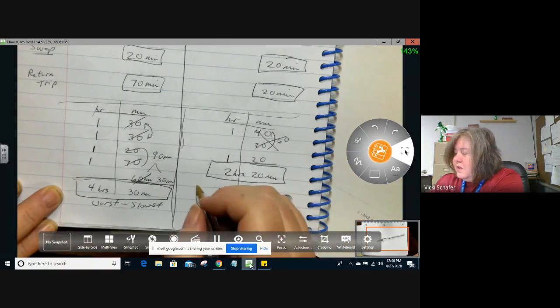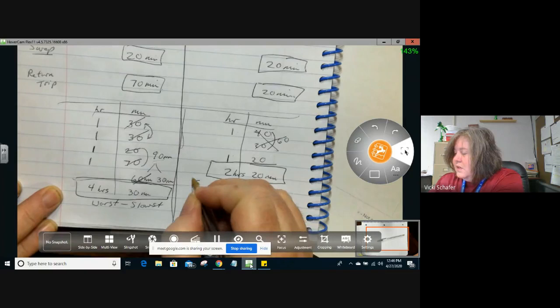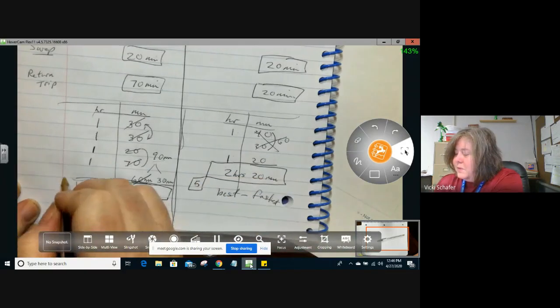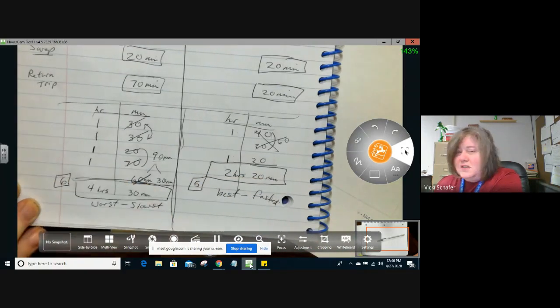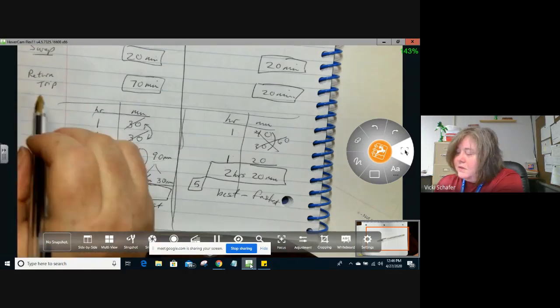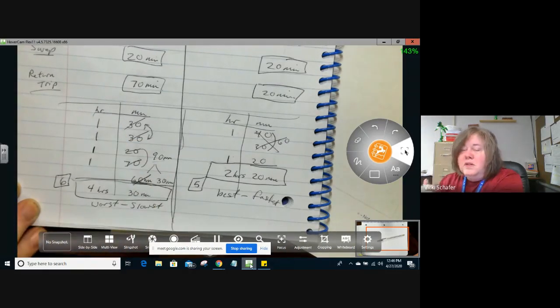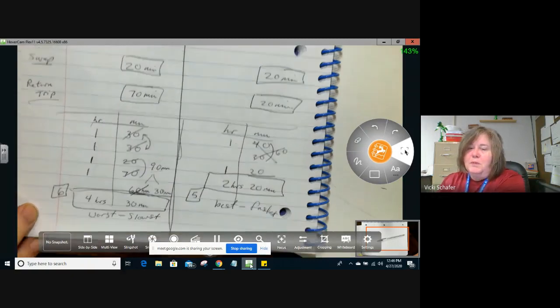Just remember that this is problem number 5, and this is problem number 6. And you can use this kind of method of breaking things down on just any kind of problem like this. And we're going to do that on the next problems that we do.